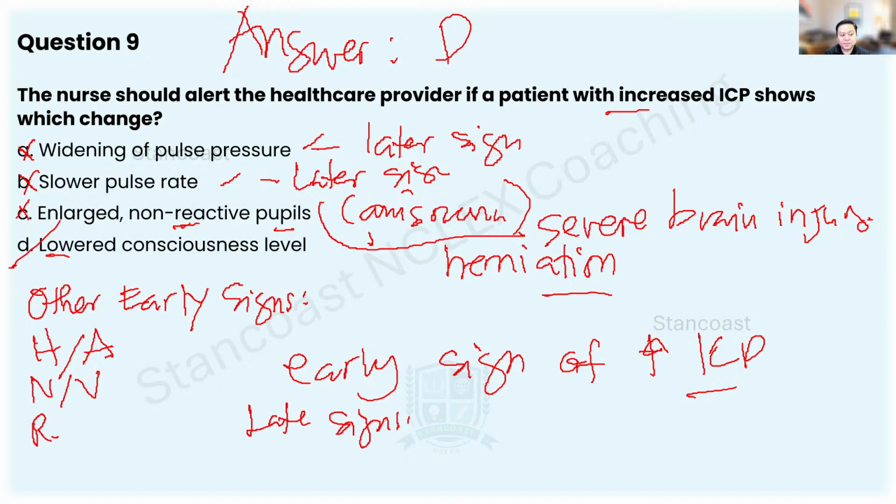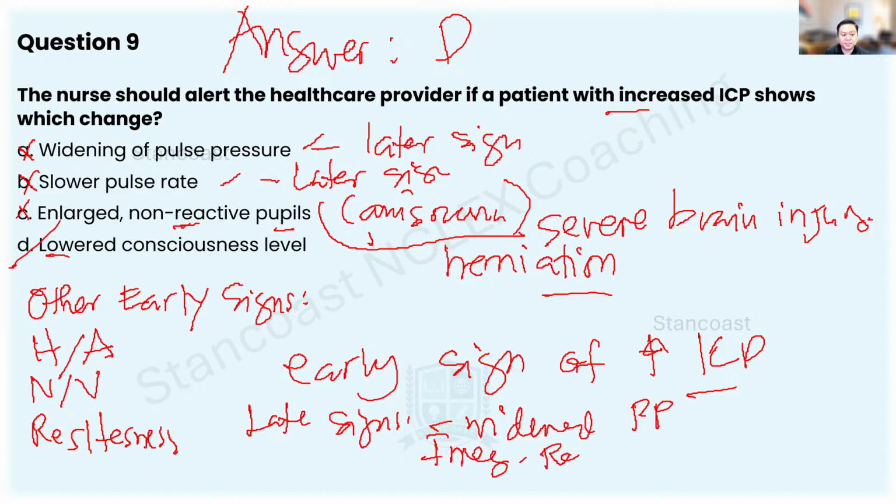Yeah, restlessness or listlessness, that's part of it, especially. Okay, the late signs. What are those late signs in ICP? Widening pulse pressure, widened PP. What else? Irregular respirations. All right.